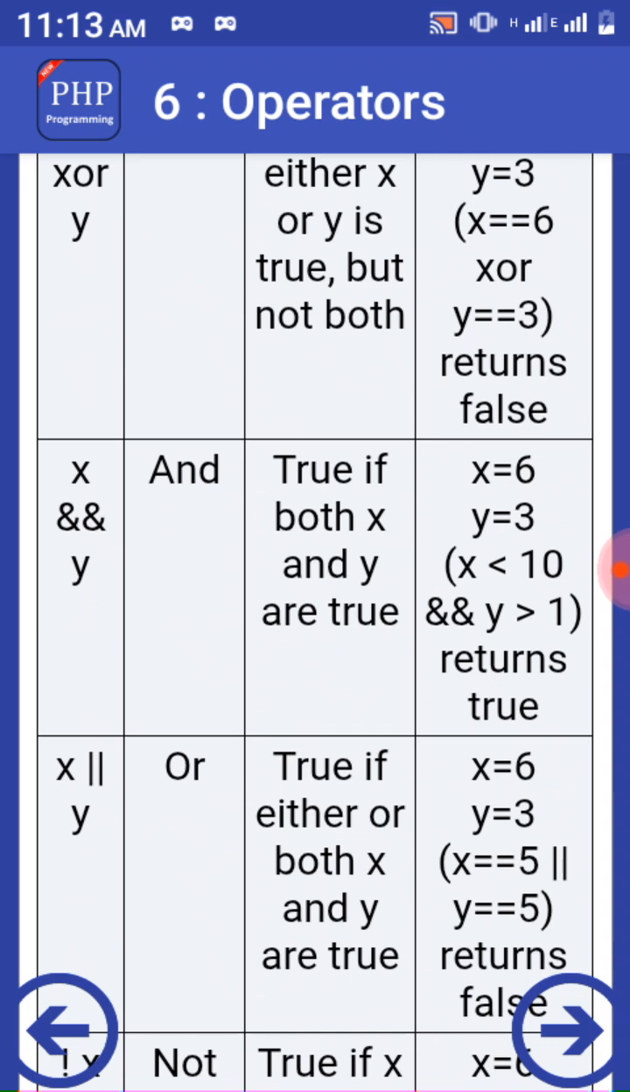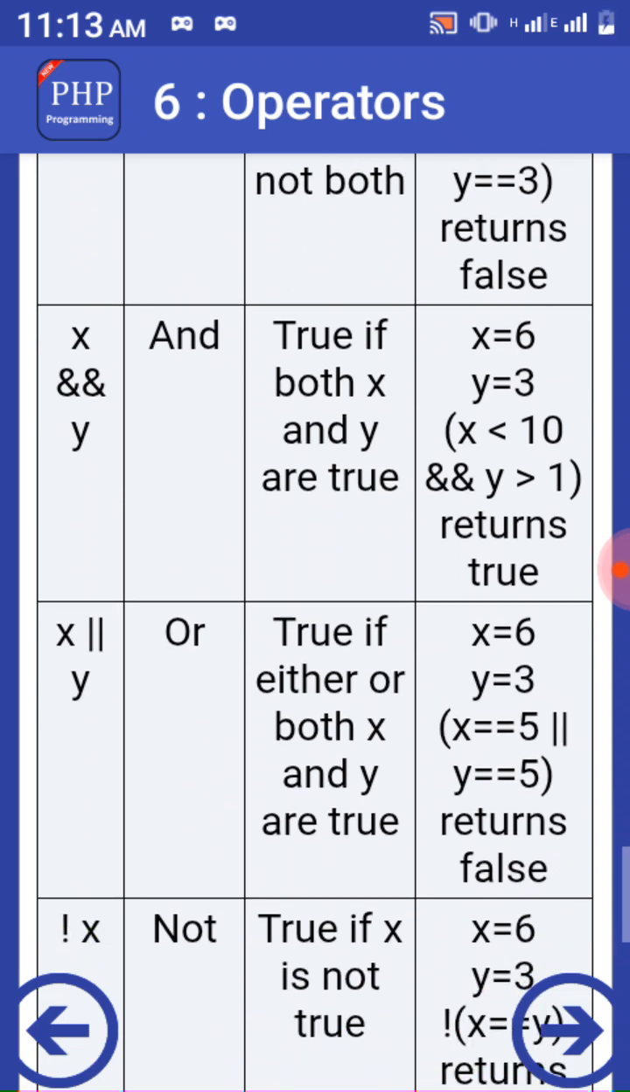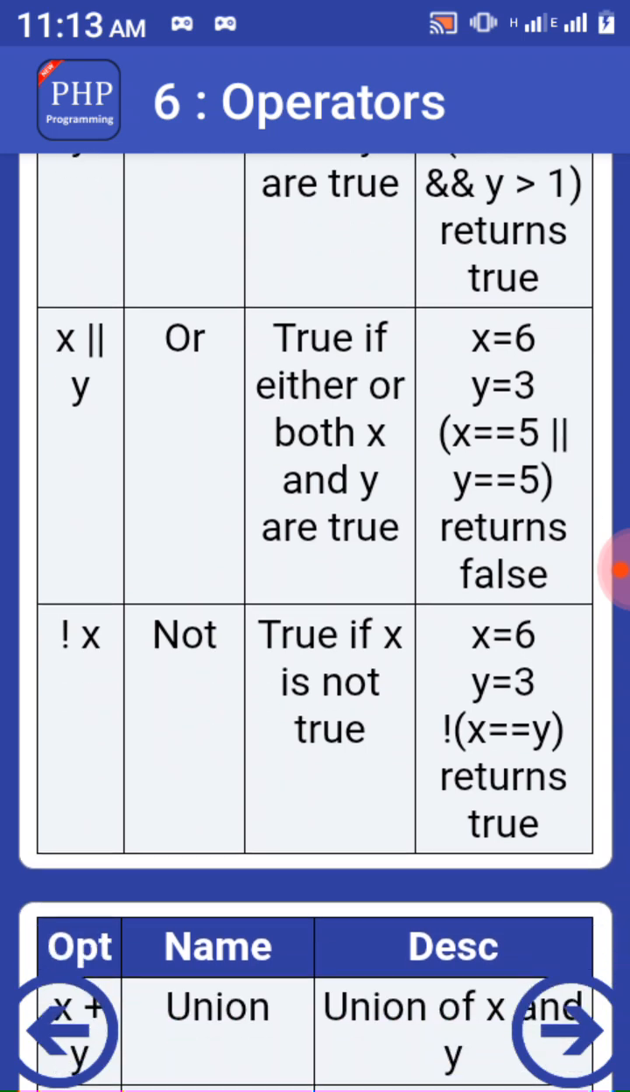X and Y is true if both X and Y are true. X equals 6, Y equals 3, X less than 10 and Y greater than 1 returns true. True if both X and Y are true. X or Y is true if either or both X and Y are true. It returns true if any is true. In this case, Y identical to 5, and 3 and 5 are not identical, so in this case it returns false.